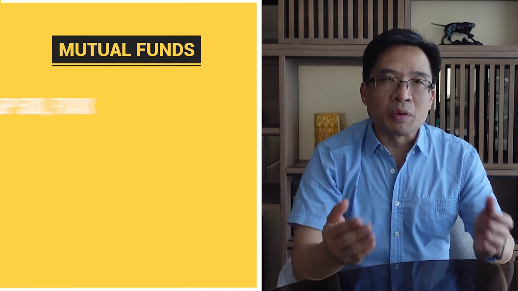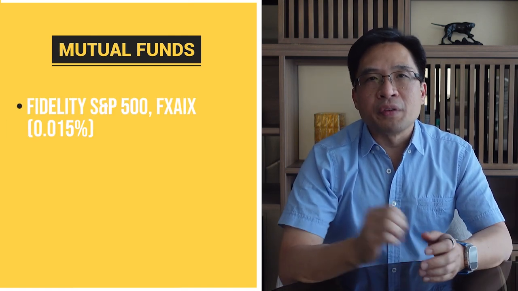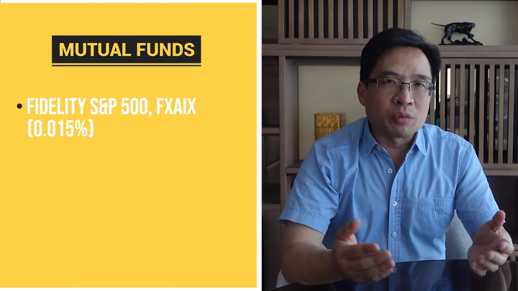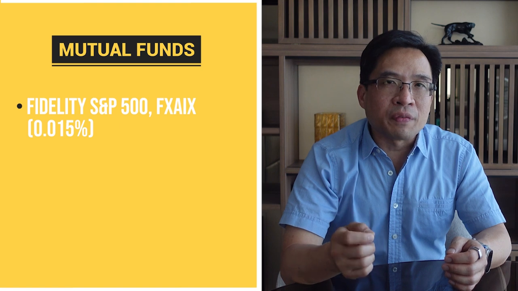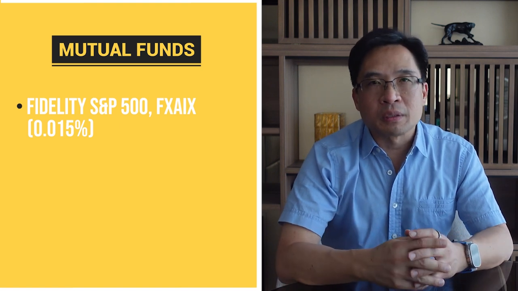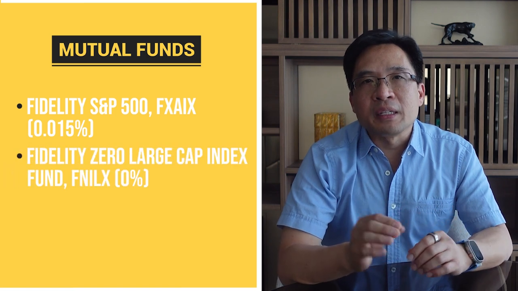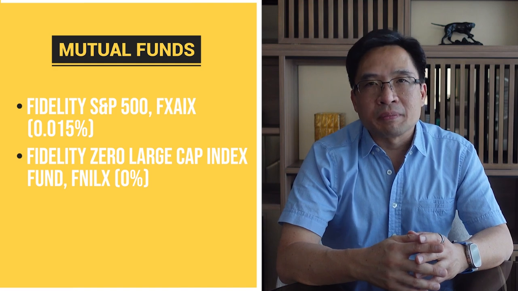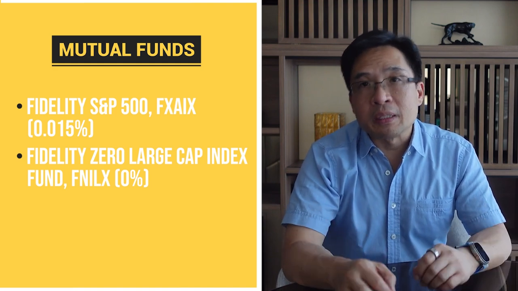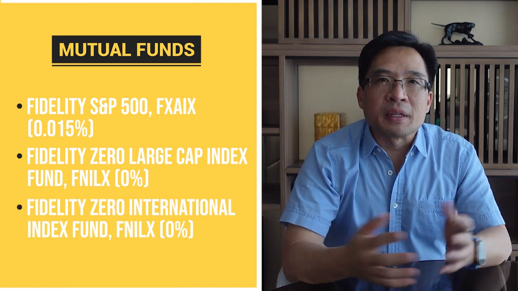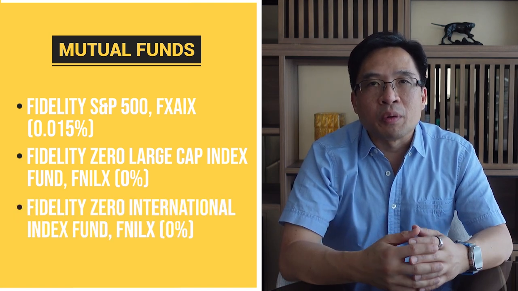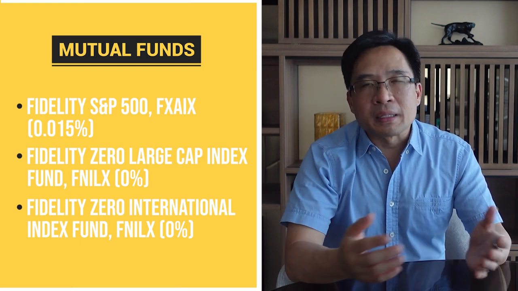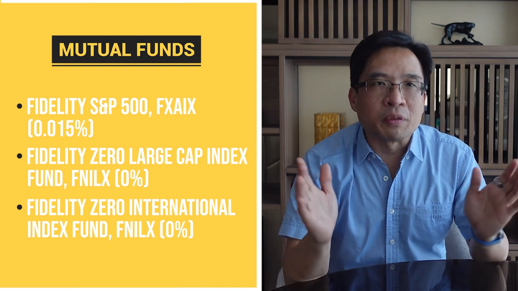On the mutual fund side, I would go with Fidelity. I would use Fidelity S&P 500 Fund, ticker FXIX. Its expense ratio is 0.015% or 1.5 basis points. It's really cheap. Also, Fidelity Zero Large Cap Index Fund, ticker symbol FNILX. Its expense ratio is, you guessed it, zero. And Fidelity Zero International Index Fund, ticker symbol FNILX. And again, its expense ratio is zero. Basically, these are the cheapest funds you will be able to find.